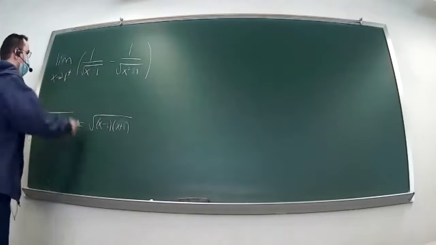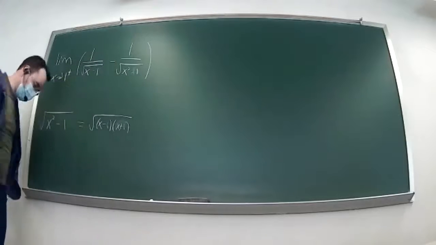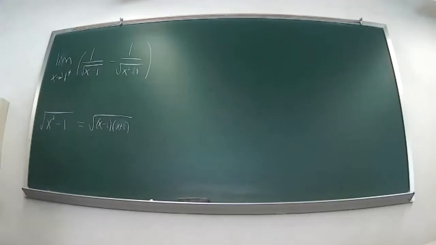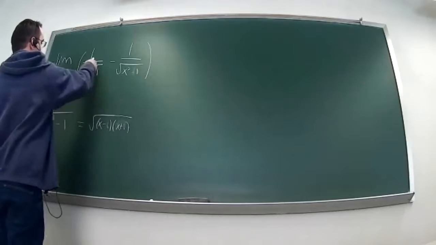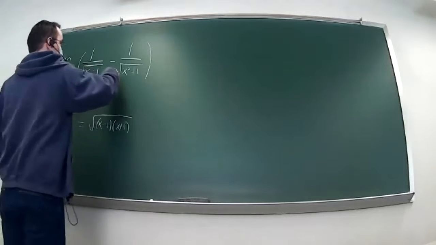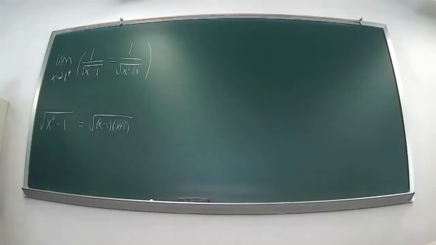because if I just try to plug in x equals 1, I'll get 1 over 0 minus 1 over 0, which is indeterminate. It's indeterminate because 1 over 0 is going to go to plus or minus infinity. And no, you definitely can't say infinity minus infinity is equal to 0. That doesn't work like that.